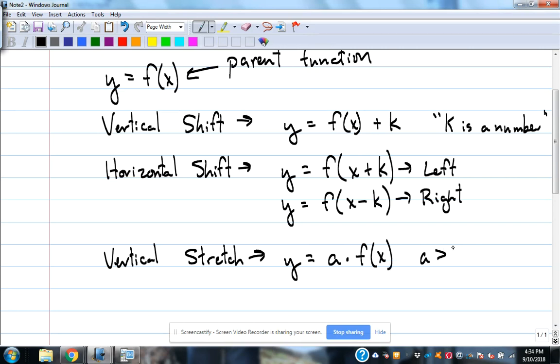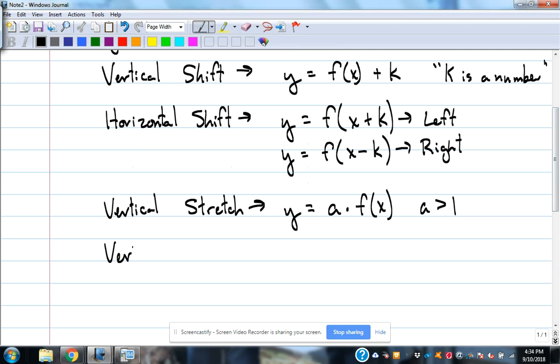Mathematically, what's happening is you have some number times the whole function, and that number has got to be bigger than 1. That is a vertical stretch. If you're multiplying by a number bigger than 1, it's going to vertically stretch it. A number bigger than 1 vertically stretches. Okay?